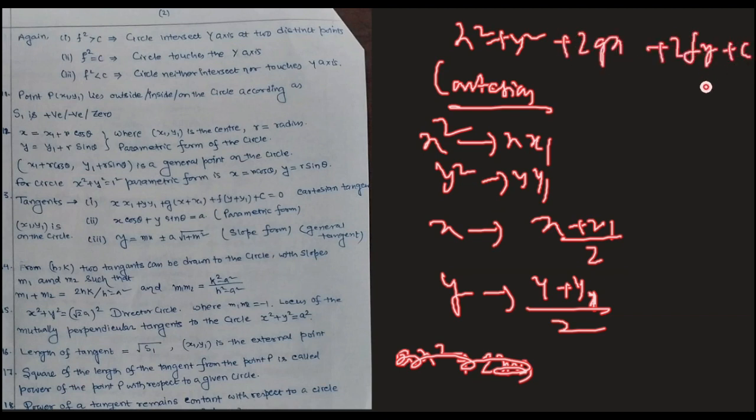Now in this equation, if you replace x squared by x1, y squared by y1, x by (x plus x1) by 2, and y by (y plus y1) by 2, then you will get this equation here.